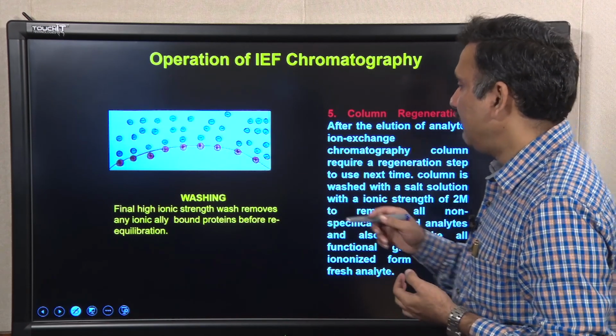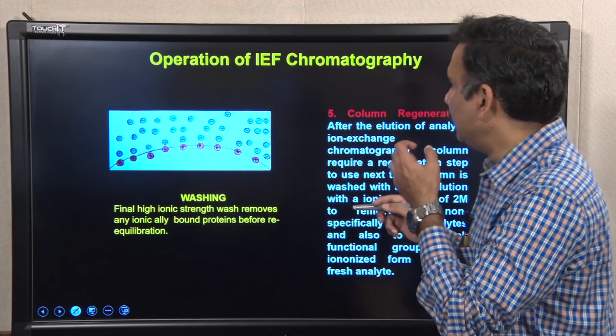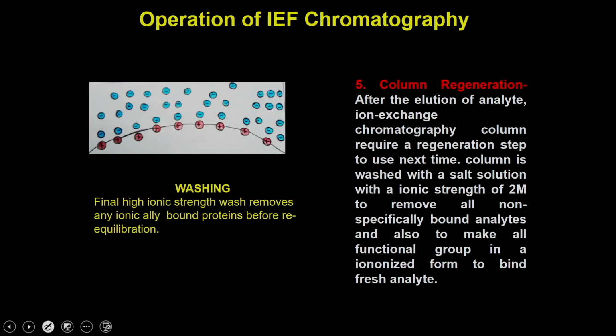Now, ultimately once you are done with the ion exchange chromatography, you have to do a next process, that is called column regeneration, which means you are actually going to regenerate the column so that it can be reused for the next chromatography run. After the elution of the analyte, the ion exchange chromatography column requires a regeneration step to use it the next time.